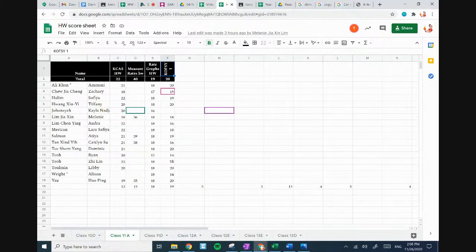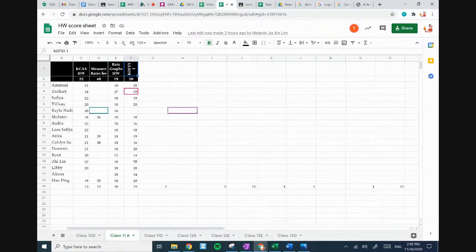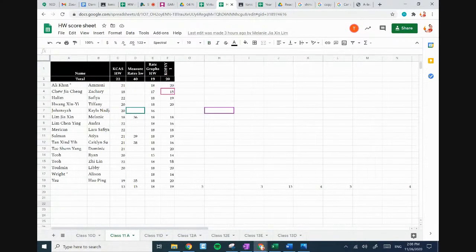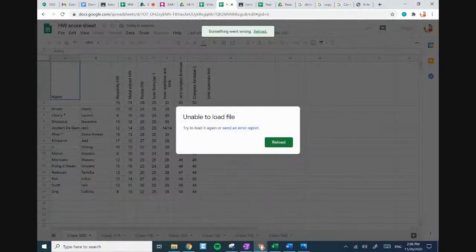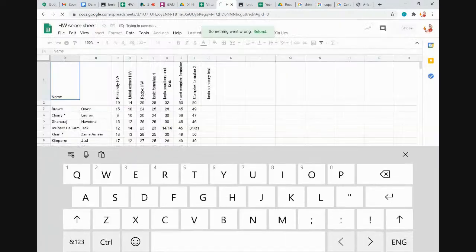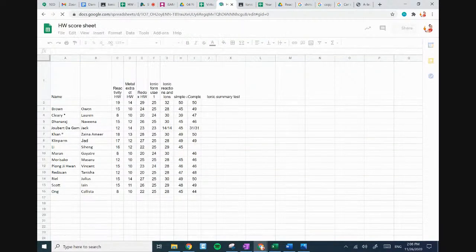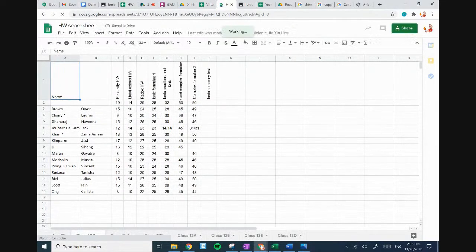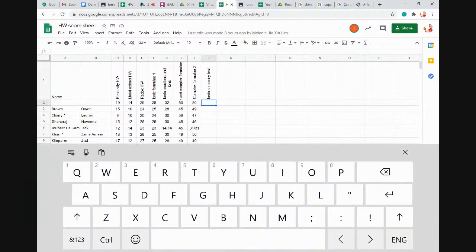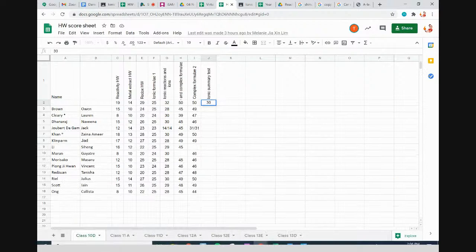I have no idea why so many numbers have appeared. It's weird. Unable to load. Something's going on with my internet today. Oh, it's better. Out of 30. When you're ready, guys, you can add on your score.